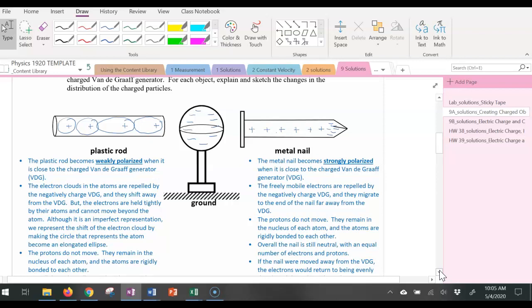Now, this plastic rod has not gained or lost electrons. It is still neutral, and if you were to take it away from the Van de Graaff generator, it would return to looking like that plastic rod did in number 1. All of the atoms would return to their circular shape with the electron cloud symmetrical around the nuclei.